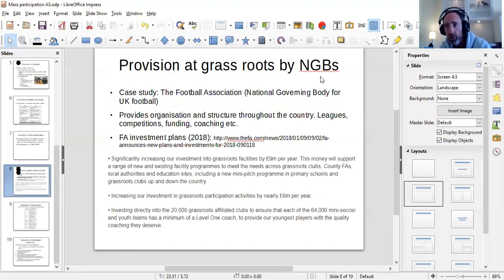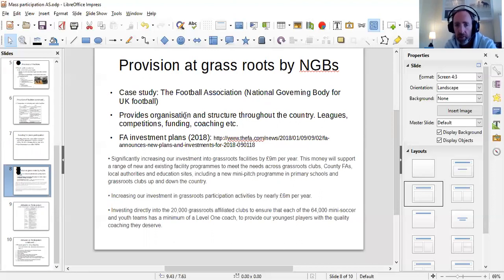Right, so provision of grassroots, next point on the syllabus, provision of grassroots by the NGBs. NGB stands for the National Governing Bodies. These are the organisations such as the Football Association, responsible for association football in the UK. RFU, the Rugby Football Union, they are responsible for the organisation and administration of rugby throughout the UK. Then you've got Volleyball England, the Amateur Swimming Association, the Amateur Athletics Association. All of these are the governing bodies responsible for the coordination of sport within the country.